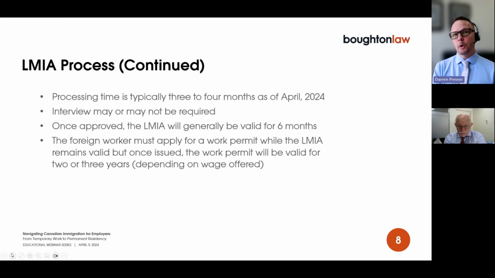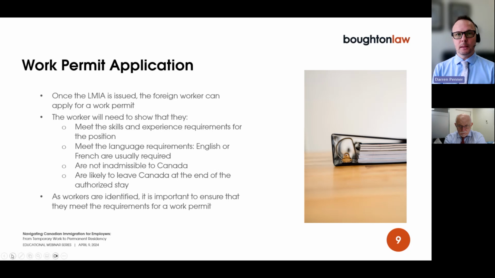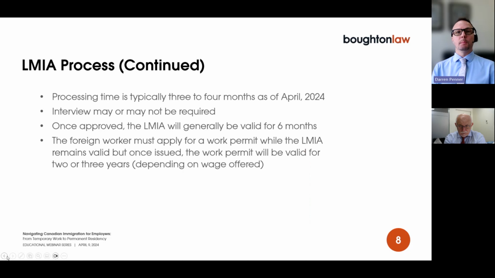It's important to understand the difference, though, between LMIA validity and work permit duration. If an LMIA is valid for 6 months, it doesn't mean that the work permit is only going to be 6 months long. It just means that the worker needs to apply for a work permit within that 6 months while the LMIA is still valid. As long as the worker does that, makes that application within 6 months, then the work permit will be issued for the duration requested in the LMIA. And the duration is usually 2 years for a lower wage LMIA and 2 or 3 years for a higher wage LMIA. Sometimes we can get 3-year work permits these days.